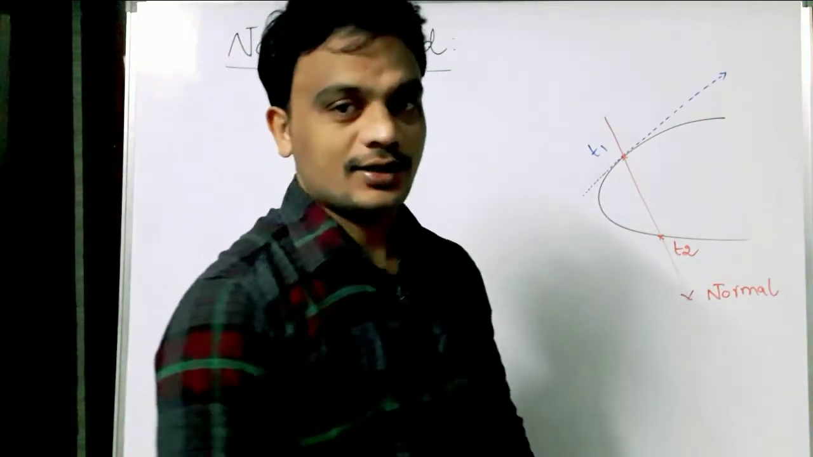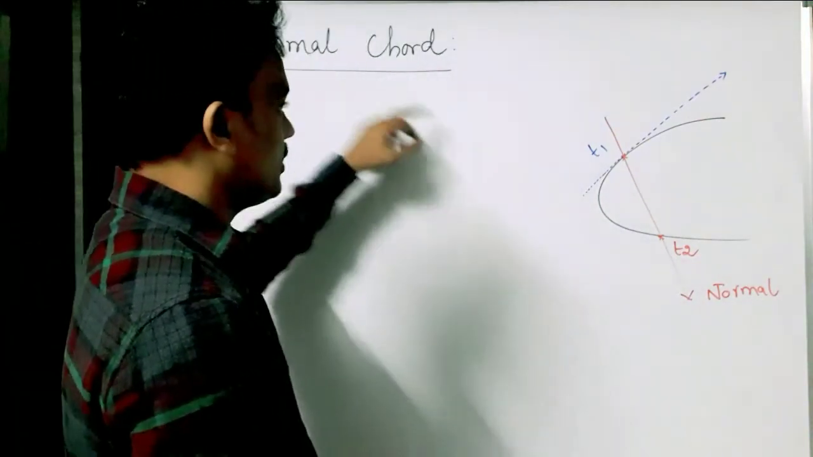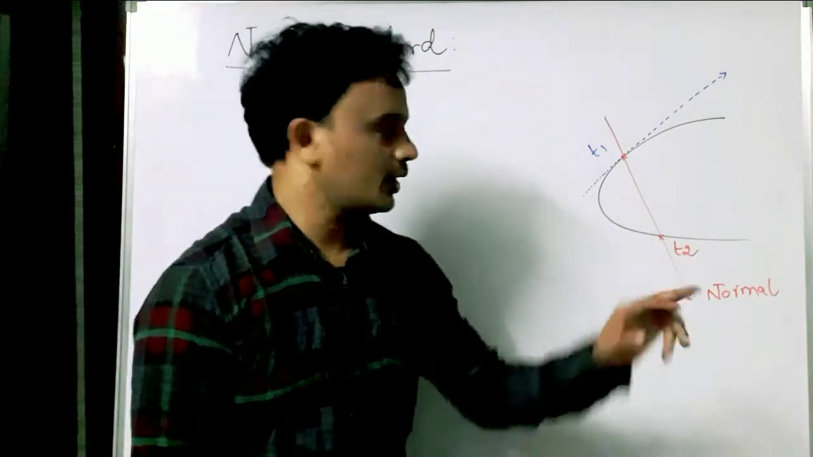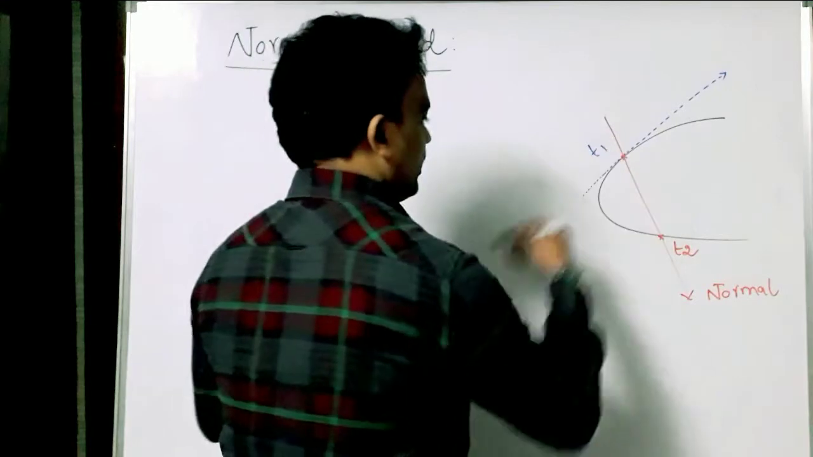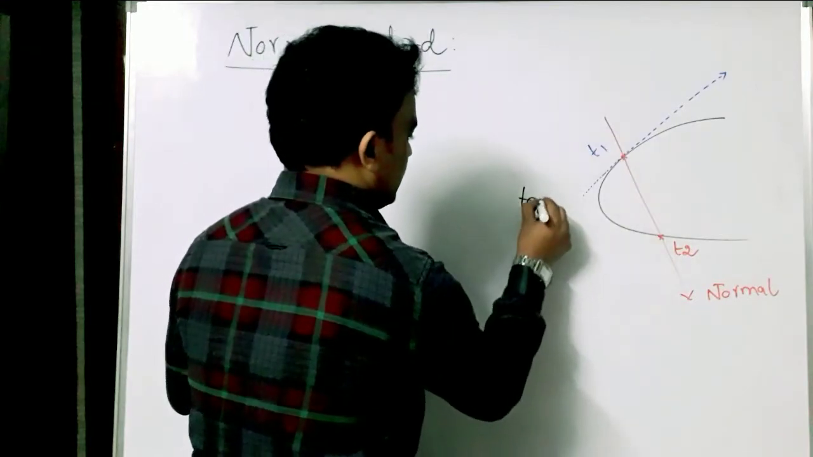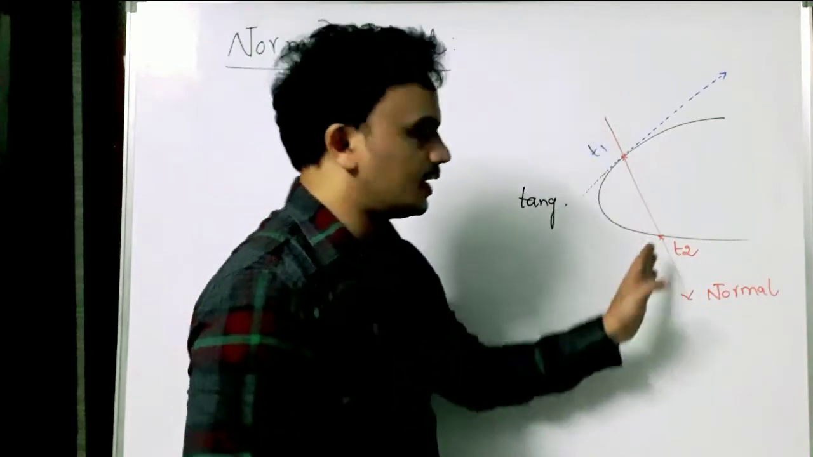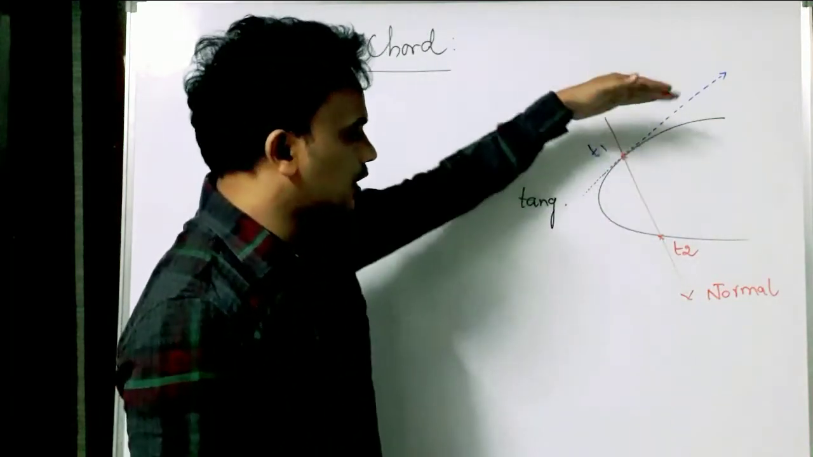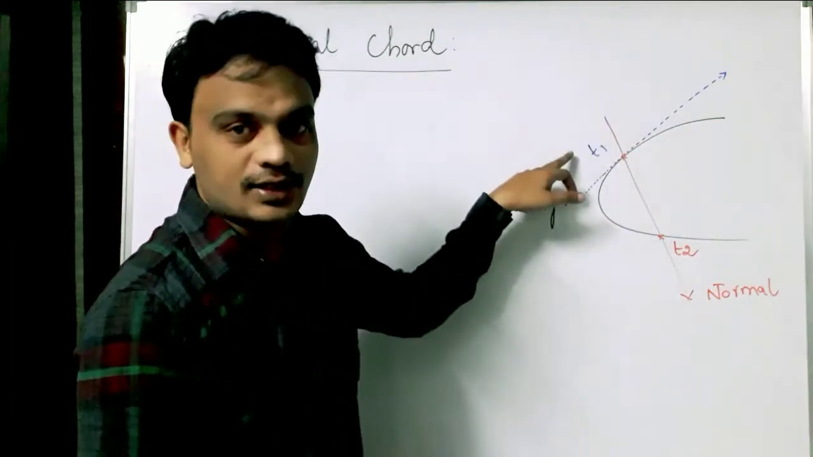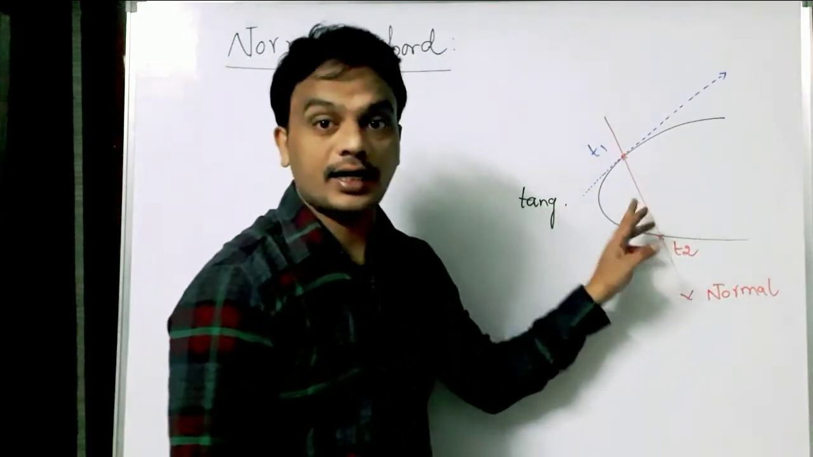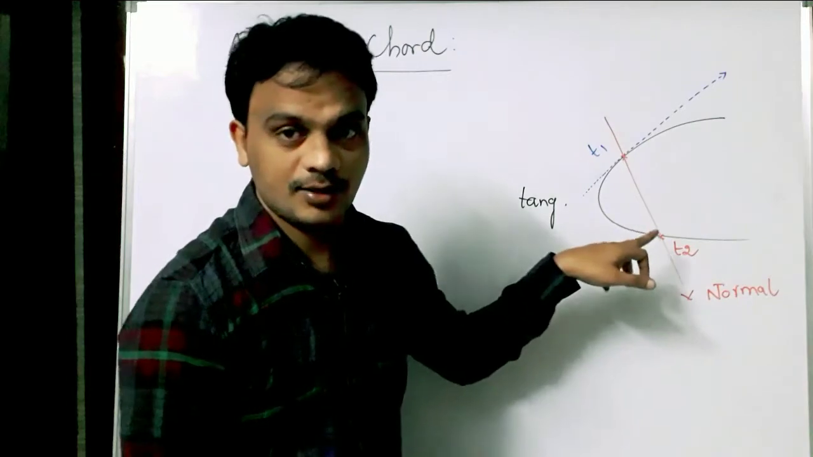Okay, so the next thing is the normal chord to the parabola. So, what is the meaning of normal chord? Let us see. At the point T1, this is the equation of the tangent, and this is the normal. If you are going to draw the normal at the point T1, that normal meets the parabola again at another point.